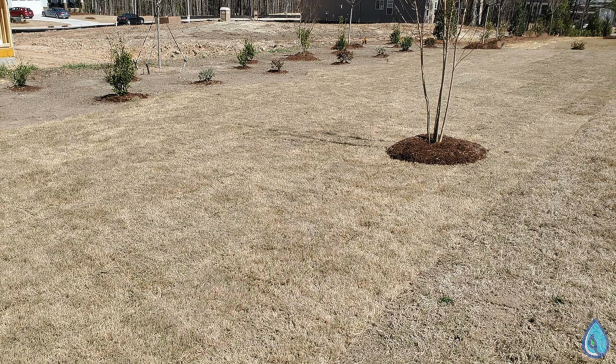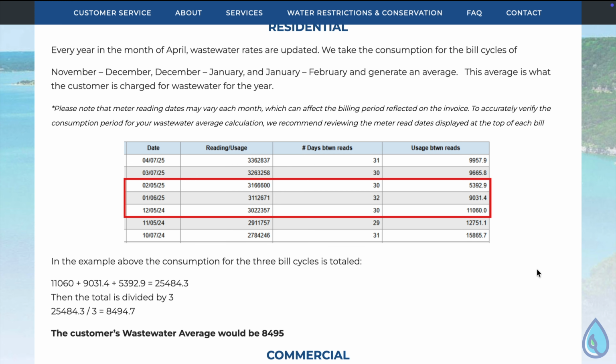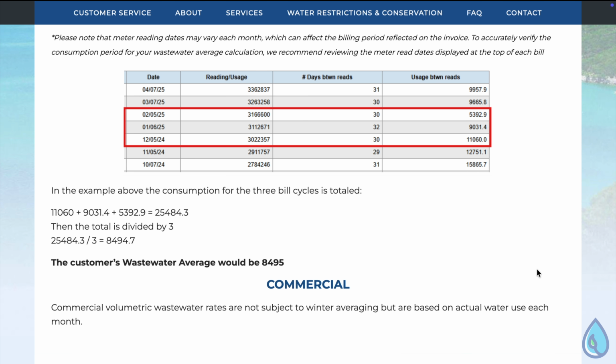Each April, your wastewater rate is adjusted based on this average calculated from November through February. The average usage over these months becomes the basis of your wastewater charge for the entire year. By conserving water during this period, especially by turning off outdoor irrigation systems, you can lower your wastewater average, which means a lower monthly bill for the rest of the year. The exception is commercial customers who do not receive a wastewater average. Their rate is based on actual usage.